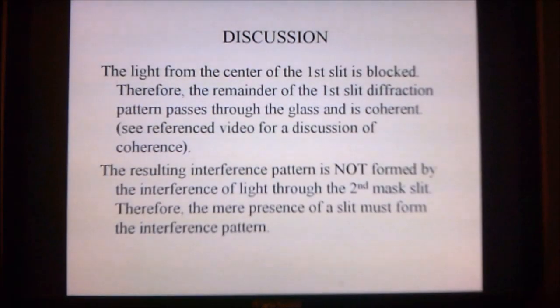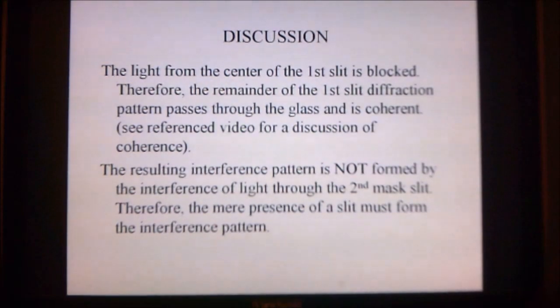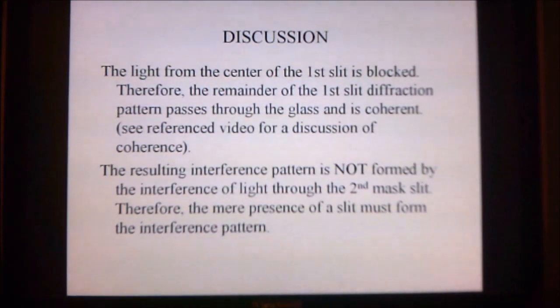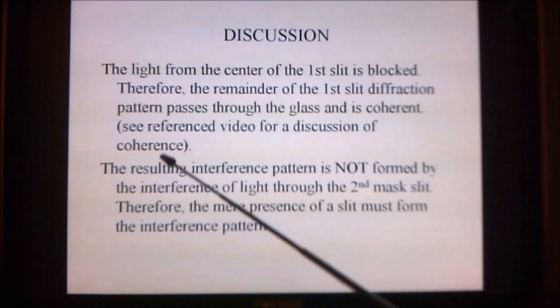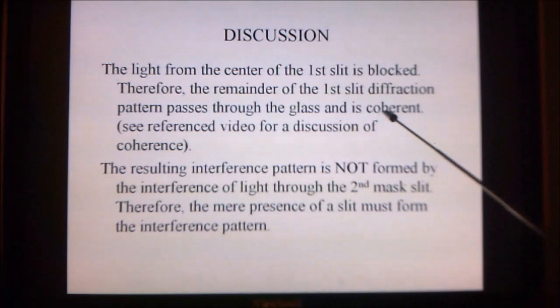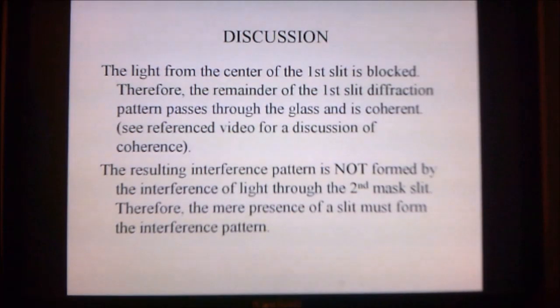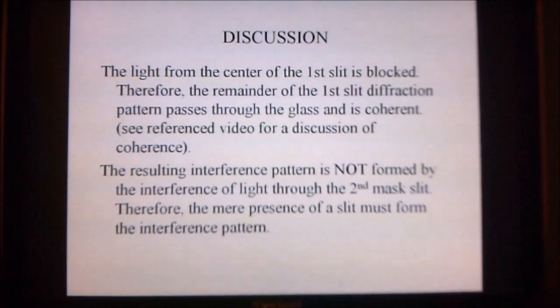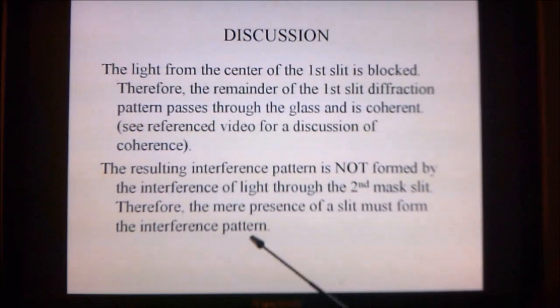Now, the light from the center of the first slit is blocked. And we saw that by putting the edge of the slit at the minima, all the light is blocked. There's no light going through the slit. Therefore, the remainder of the first slit diffraction pattern passes through the glass and is coherent. You can see this video for a discussion on what coherence is. The resulting interference pattern is not formed by the interference of light through the second mask slit. And of course, the light going through the glass isn't changed either. So therefore, the mere presence of a slit must form the interference pattern.